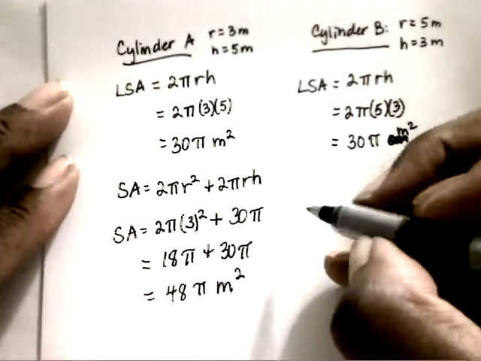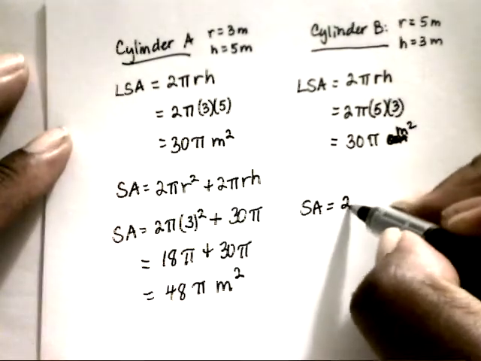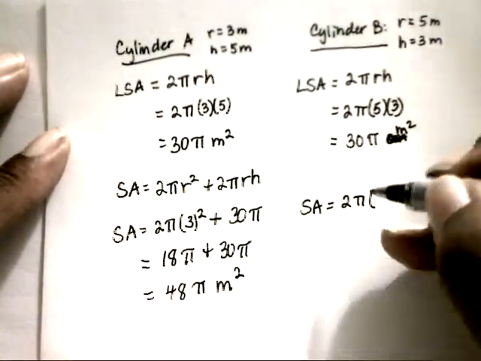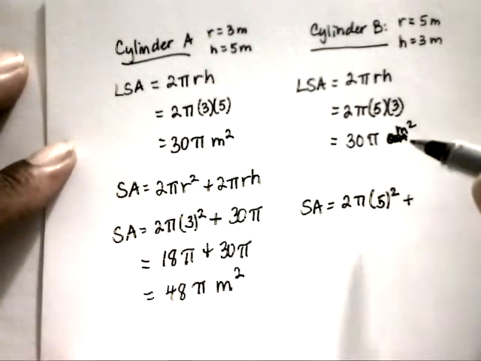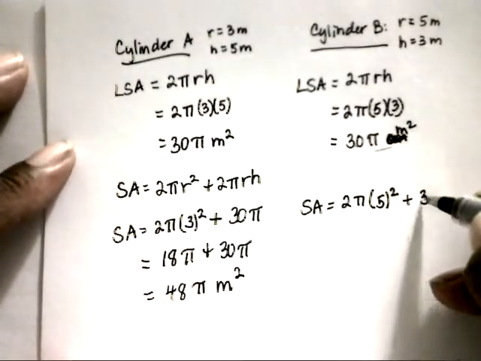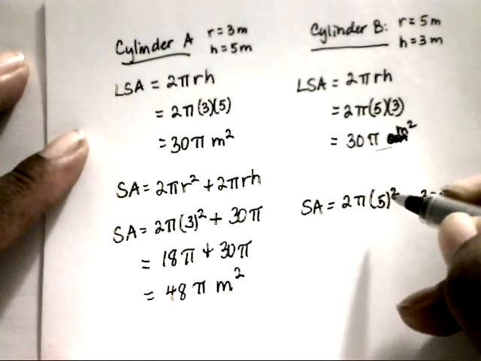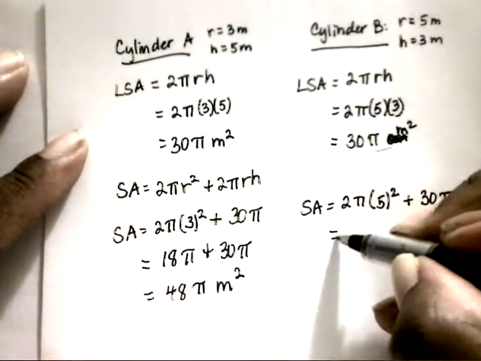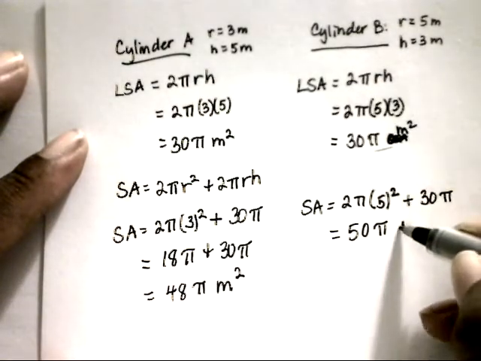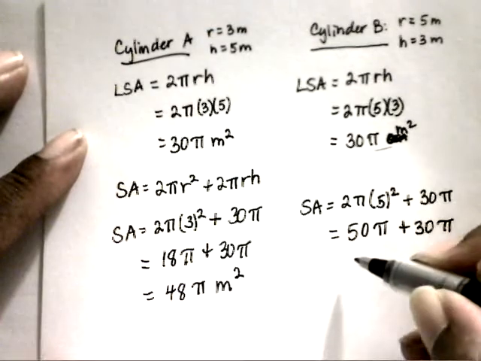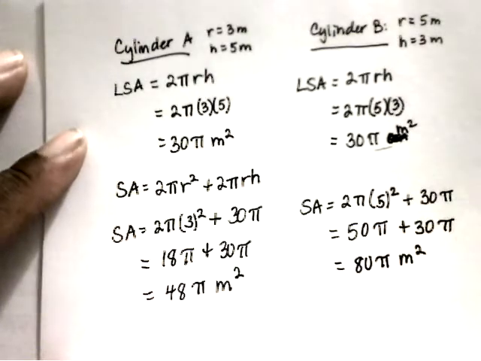Now we want the total surface area for cylinder B. Okay, so we use this formula, but here we're going to do 2 pi times, now the radius is 5. So it'll be 2 pi times 5 squared plus 2 pi rh, that's just 30 pi. Okay, now 5 squared is 25. 25 times 2 pi is 50 pi. Plus that 30 pi. Add those two together, you're going to get 80 pi. And that's in square meters.